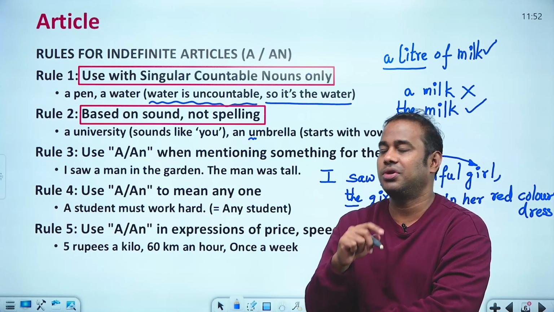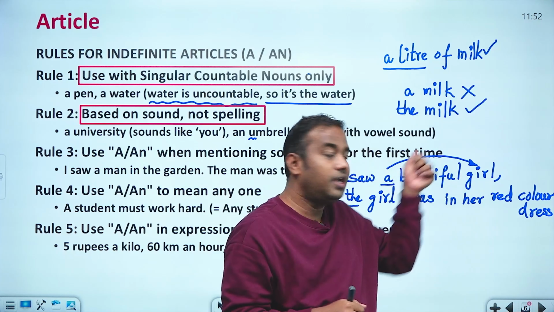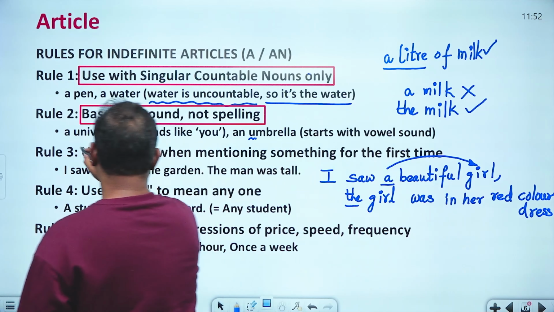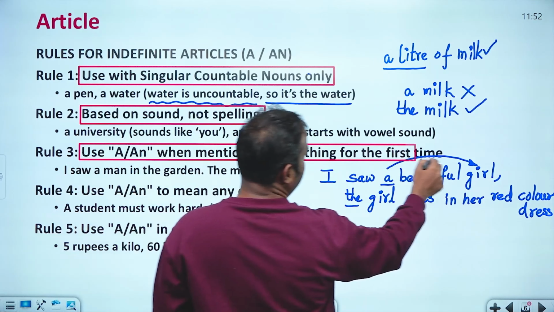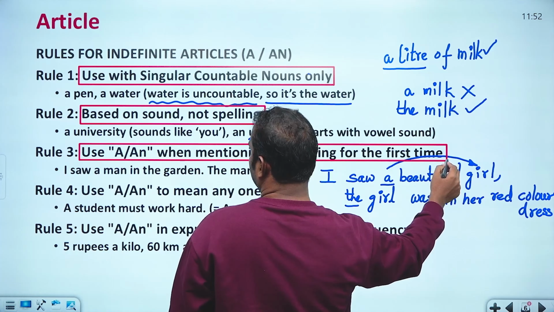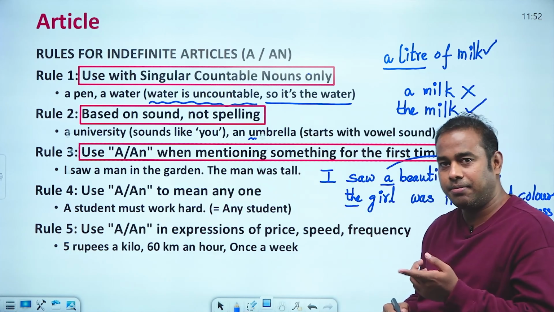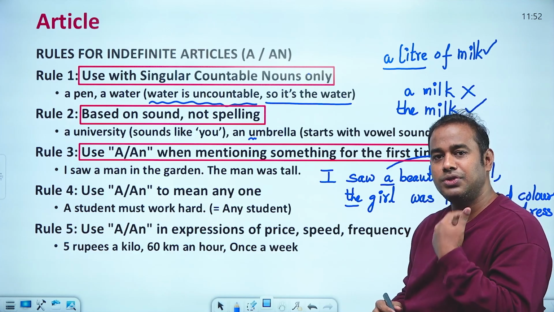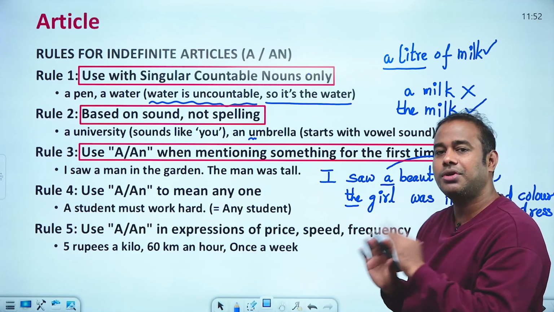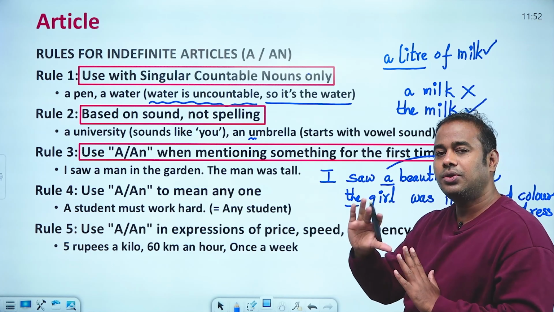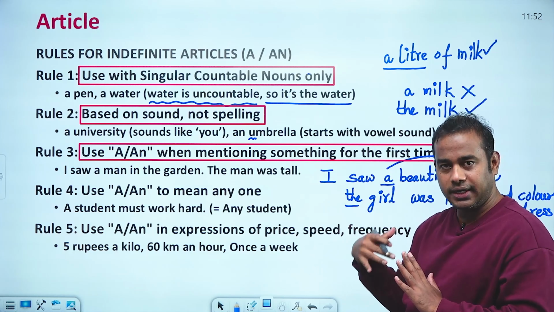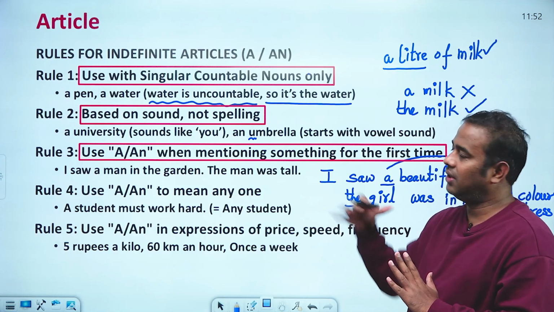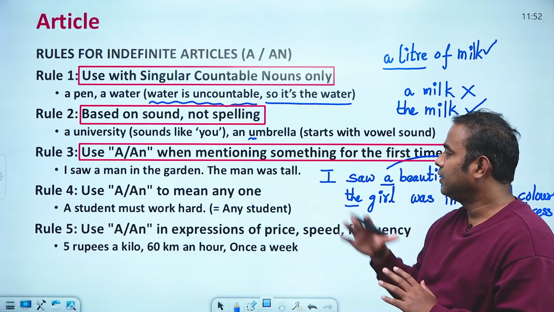But otherwise, what you should do is use the indefinite article. That's what they are saying here: whenever you are using a or an, use it when you are mentioning something for the first time. But once you have established the relation, or the conversation, then you can use the definite article. When you are initially starting a conversation, you have to use the indefinite article. So that's a point here.